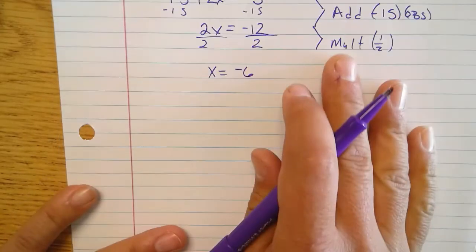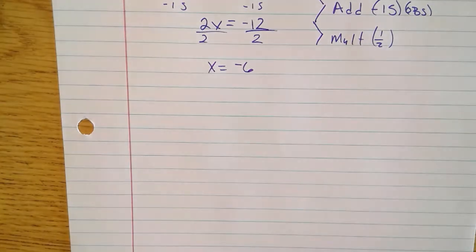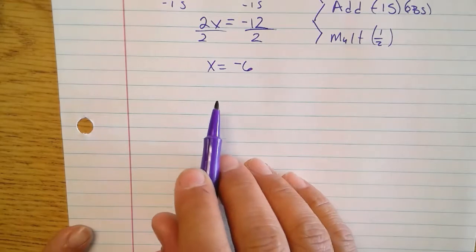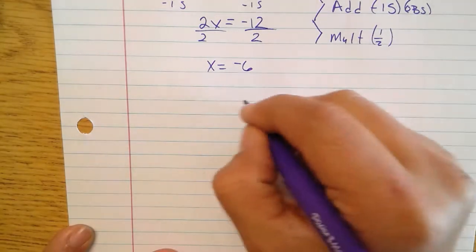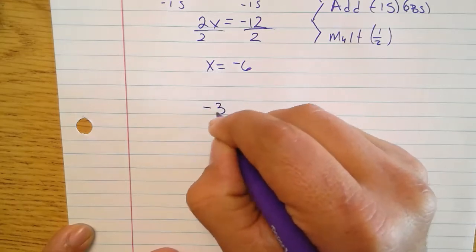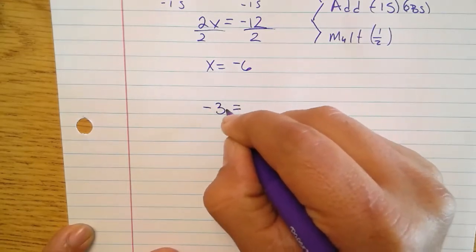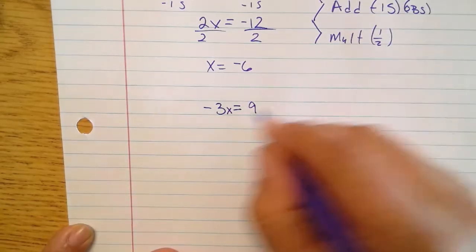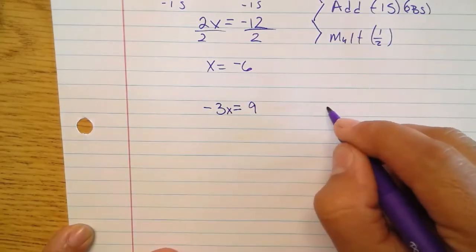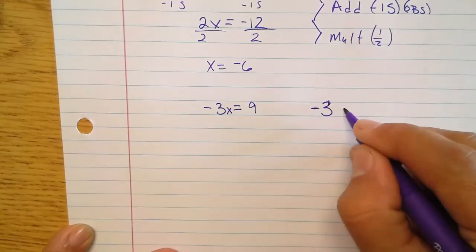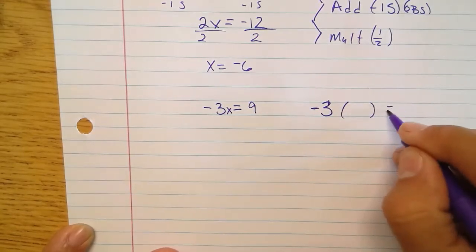The reason I made this video is sometimes students tend to solve their equations a little bit different than the way I solve them. So they would get to a point in their equation where they have, let's say, negative 3x is equal to 9. For this particular problem, you would take negative 3 times what number is equal to 1.